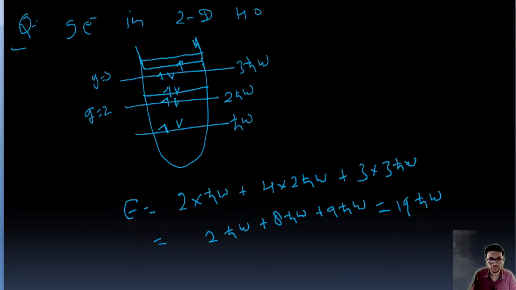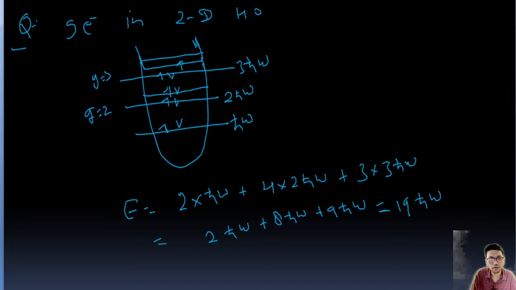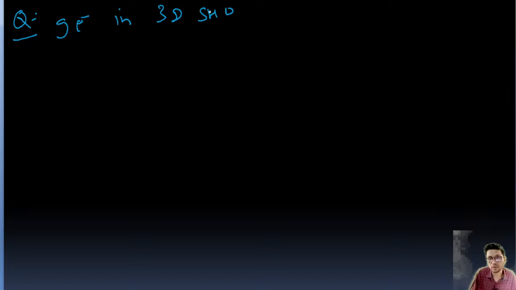Now next question is: 9 electrons in a 3D simple harmonic oscillator. Okay, in 3D, 9 electrons we need to fill in a 3D simple harmonic oscillator, right?